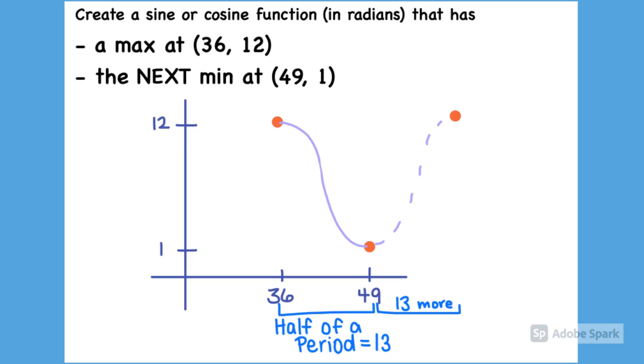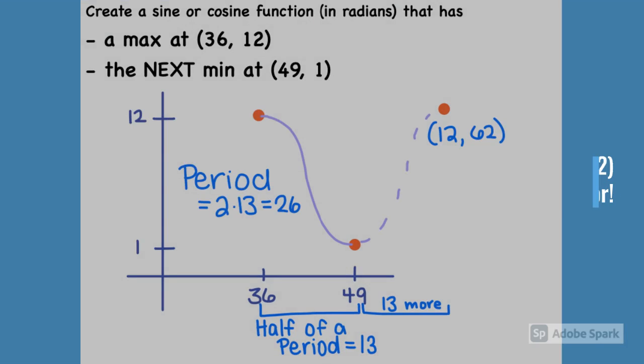The next thing I'm going to do is find the period. Since the distance between the x values of the 2 points was 13, so 13 from 36 to 49, and I know that that's half a period, I know that I need 13 more to get to my next point. 13 after 49 is x equals 62. So that top point is 62, 12, since 12 was the y value of our original max. Also, since 13 is half the period, that means the whole period is 2 times 13, or 26.